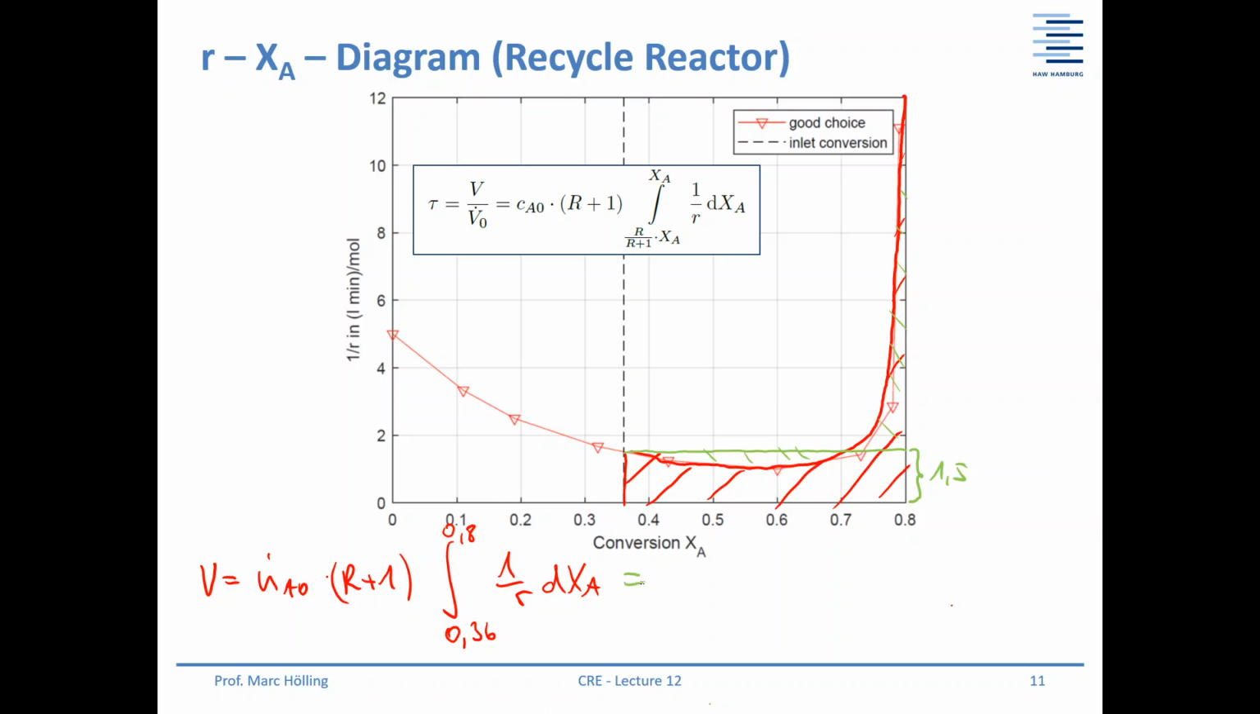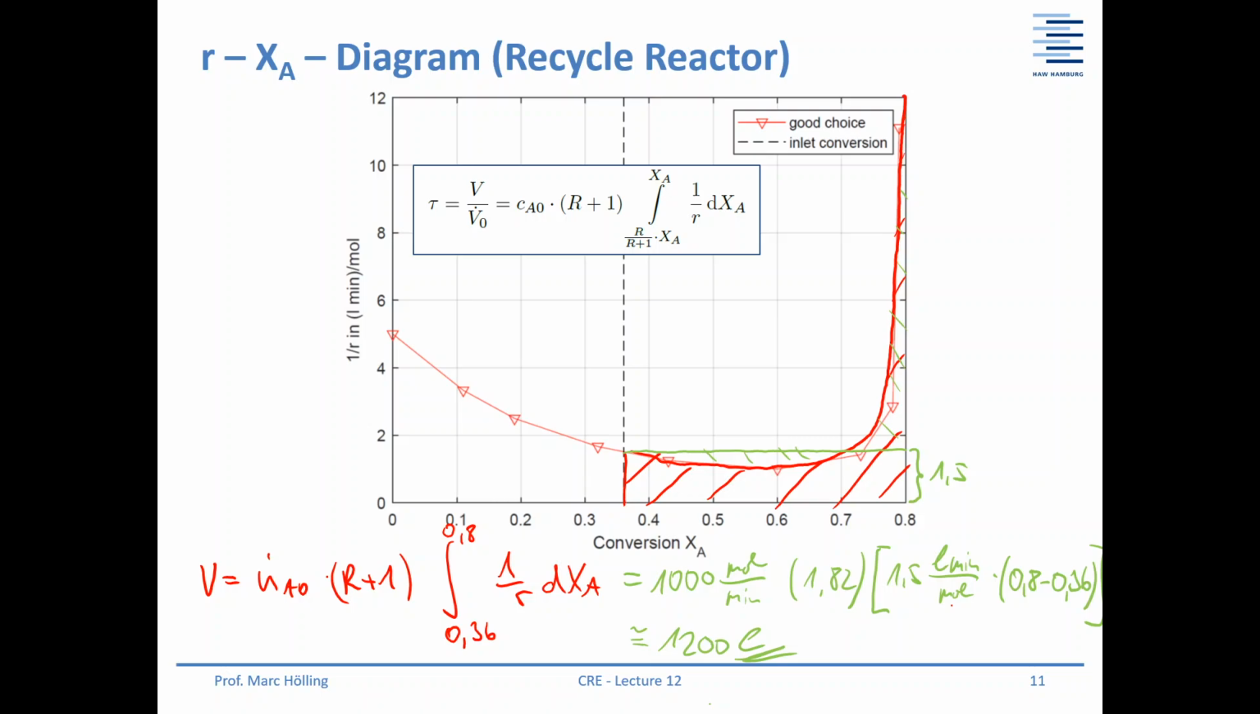Okay, then let's just put in the values. The mole flow was 1000 mole per minute. R plus 1 is 1.82. And then we have the integral here, and this can be calculated as a rectangle. So this is 1.5 liter minute per mole times, and now we just use the basis here, 0.8 minus 0.36. Okay, and then we can type it in, and we end up with a volume that is, not exactly, but almost, 1,200 liters.